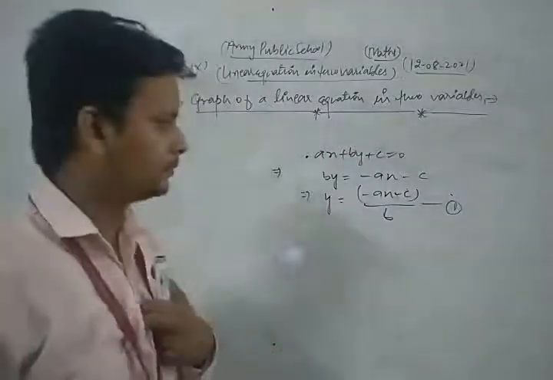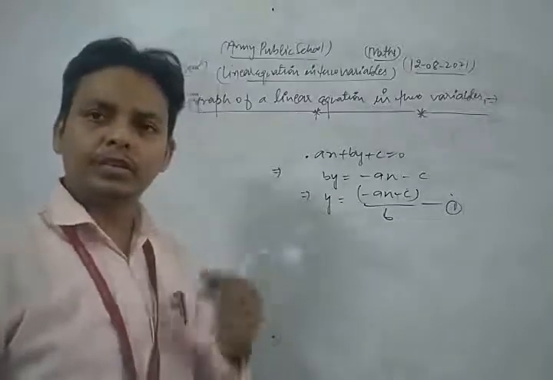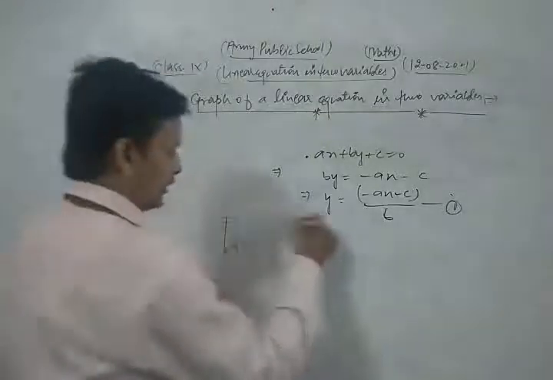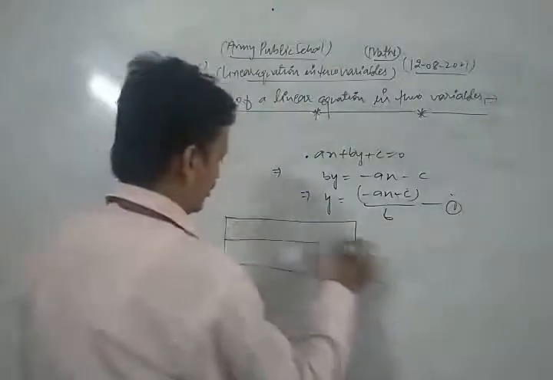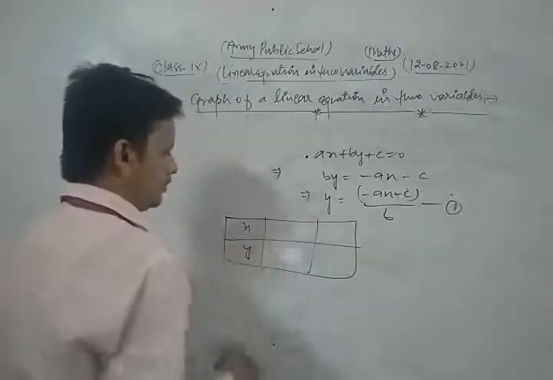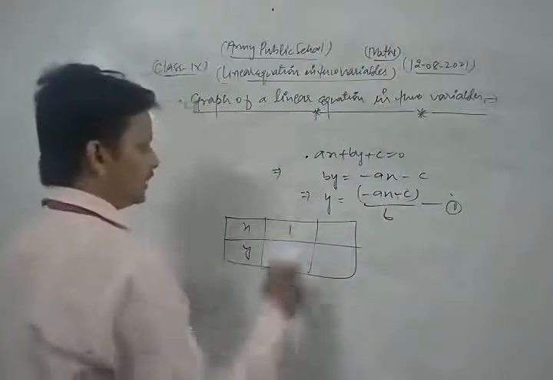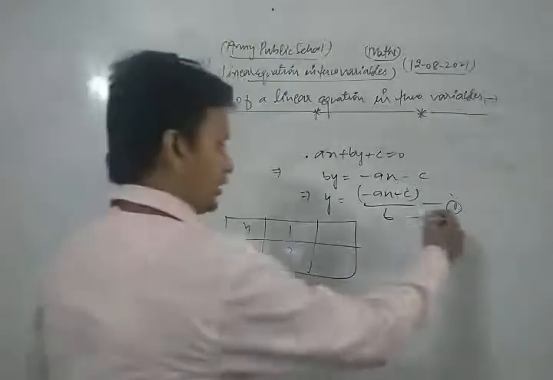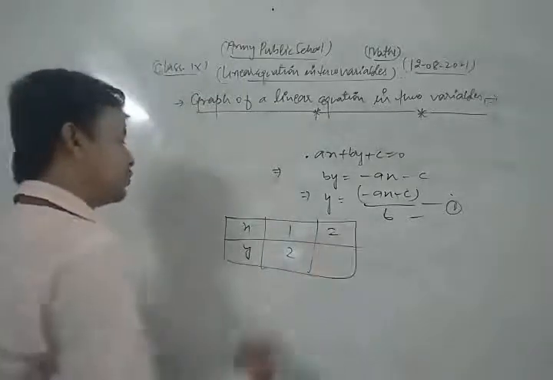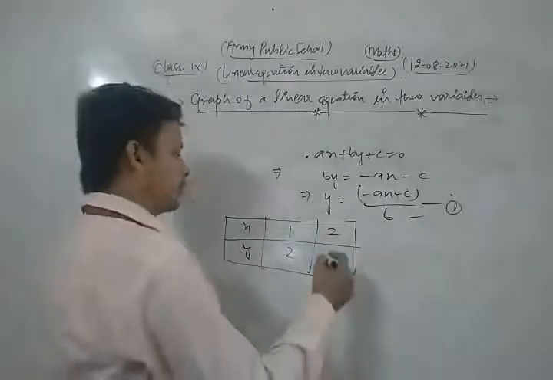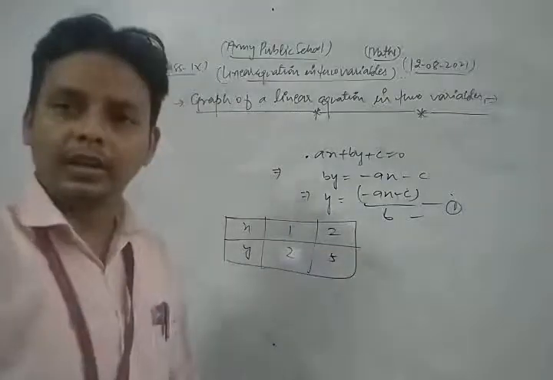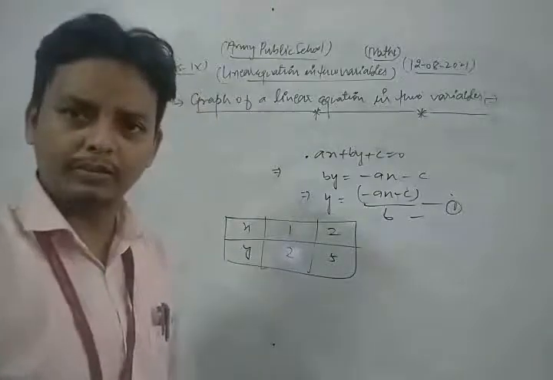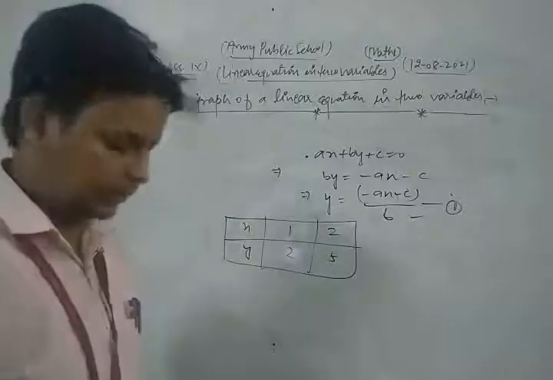After that we choose any suitable value of x and we find the corresponding values of y. In this way we form a chart, a rectangular column, and write x and y. Suppose we choose x is equal to 1, then we find the corresponding value of y as 2. Then if we put x is equal to 2 in equation 1, suppose we find the corresponding value of y as 5. In this way we find two or more points. At least you need 2 points.